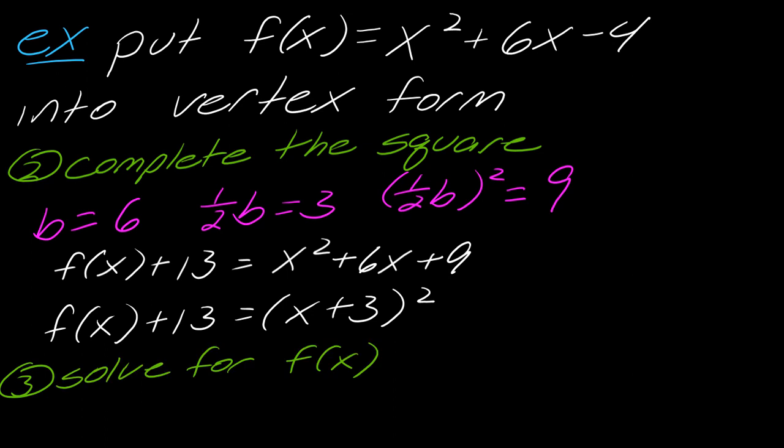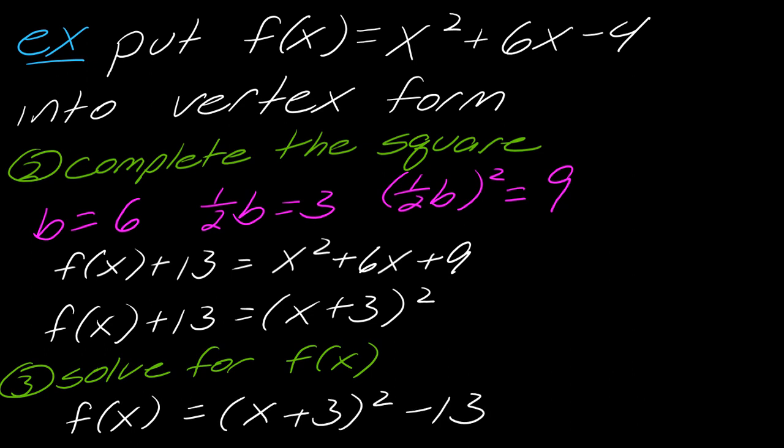The last thing you want to do now is undo the thing that feels weird in this. So I've got this f of x plus 13. Like I said, we don't usually want to have f of x plus something. So this side is just a placeholder, and then we unravel it by solving for f of x again. So I have f of x equals x plus 3 squared minus 13.